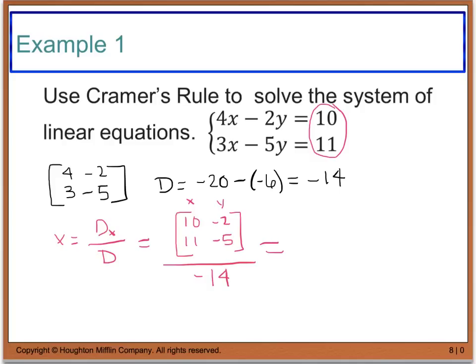Now I have to take the determinant of this new matrix. I have 10 times -5, which is -50, minus 11 times -2, which is -22, and I'm going to divide that answer by -14. Well, -50 minus a -22 is really -28, divided by -14 gives me +2. So what I just found is that the x solution to this system of linear equations is really 2. And I'm going to go through and do the whole process again with my y values.